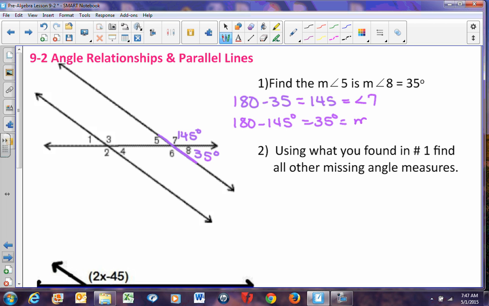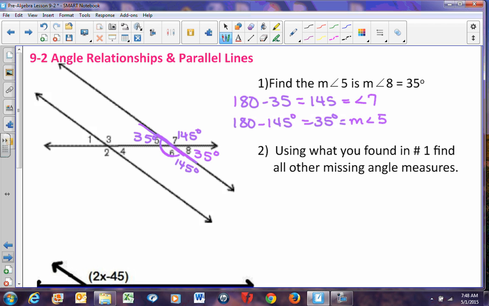So the measure of angle 5, not angle 8, excuse me there, the measure of angle 5 is equal to the measure of angle 8, which is 35 degrees. Which would make angle 6 have to be 145 degrees as well, because it still makes a straight line, doesn't it? This is a straight angle. So if I take 180 and subtract 35 degrees, I'm back to 145 degrees. Now I can find all the other missing angles.